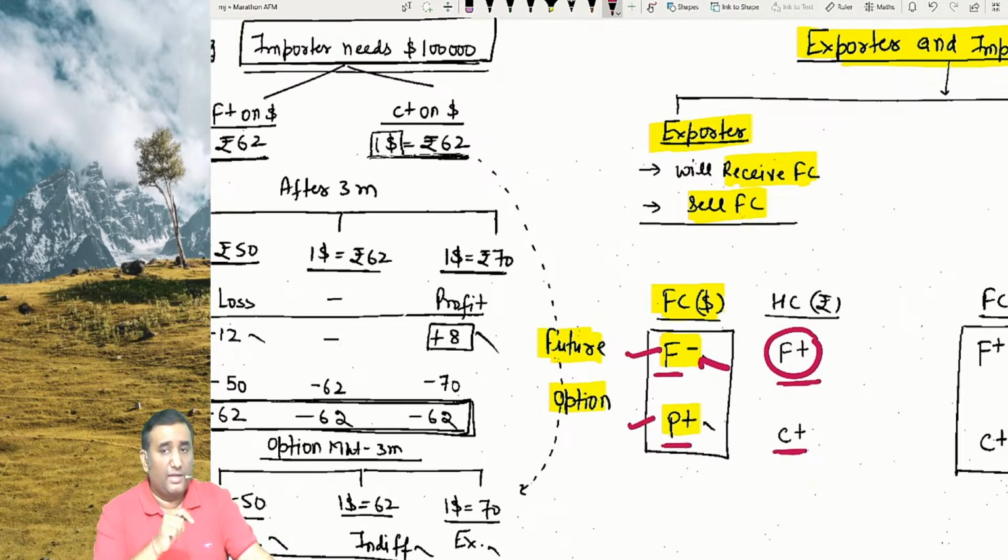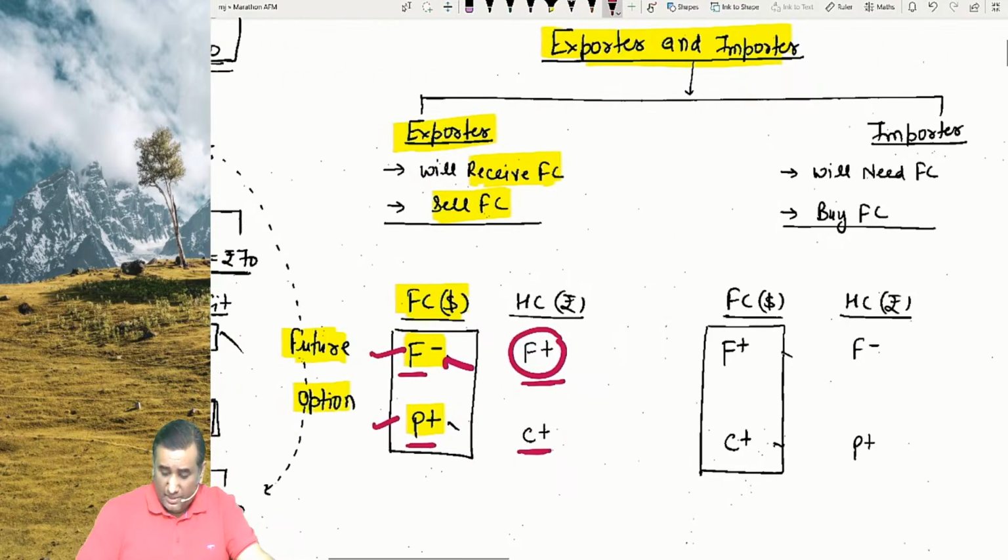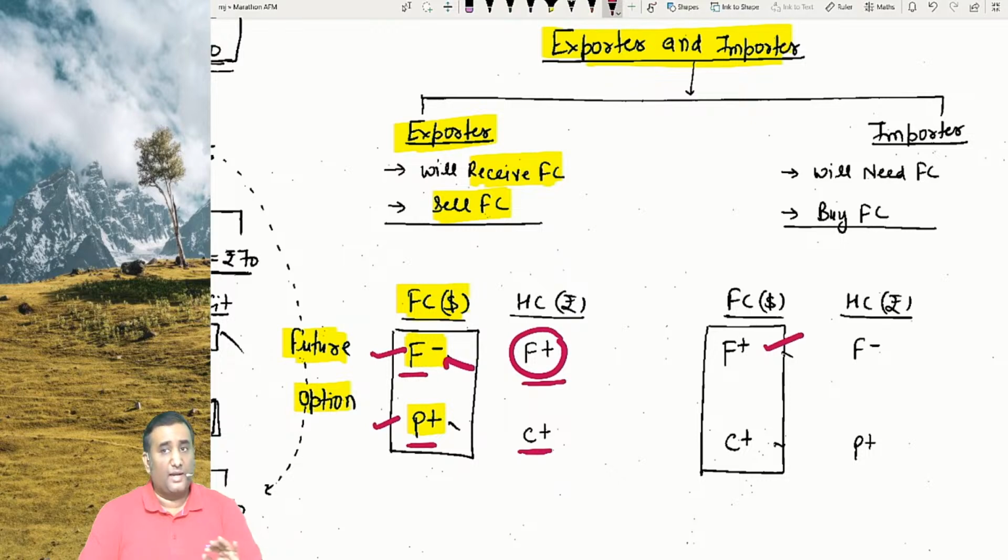Now, second part: the importer. The rule is what? He needs currency, so he'll do what? Buy. The fear is price going up. Price going up, the future will be F plus. It's basically buying. Buying is F plus on the dollar. In the option market, which option will save you from the upside? Call option. Either it's F plus or C plus.